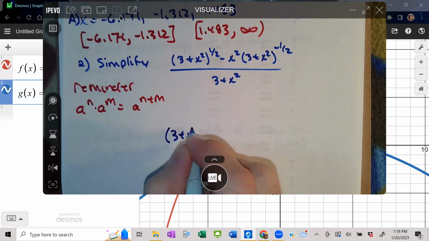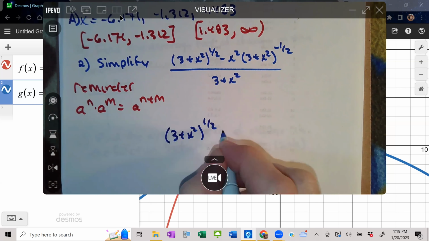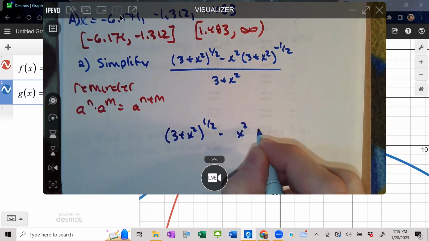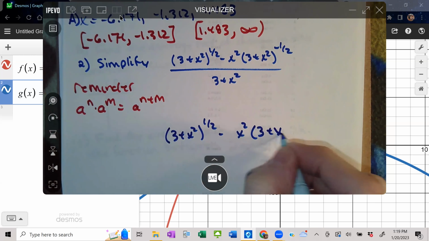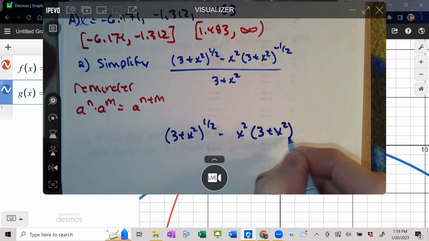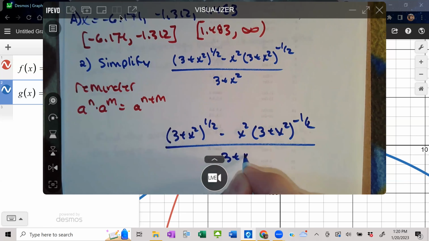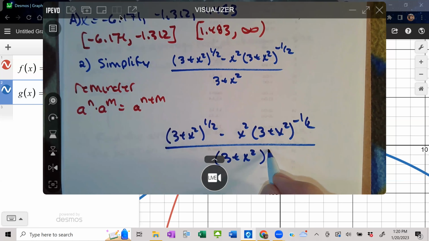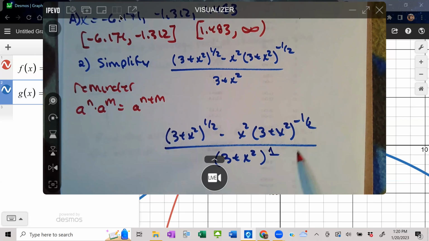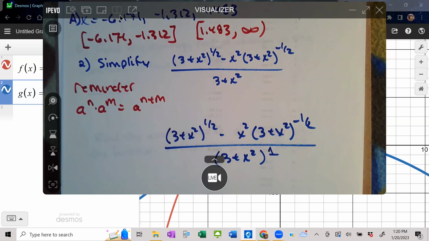So let's see. 3 plus x squared to the 1/2 minus x squared times 3 plus x squared to the -1/2 over 3 plus x squared. Now in the denominator, if you wanted to, you could think of this as being to the first power. The big problem in this is this negative exponent. It really becomes a denominator, making this a complex fraction. It's kind of a pain.